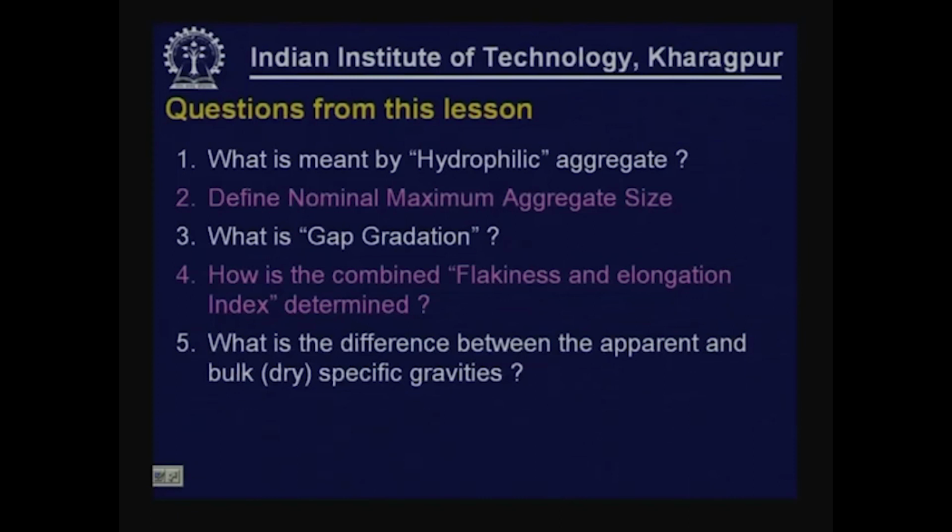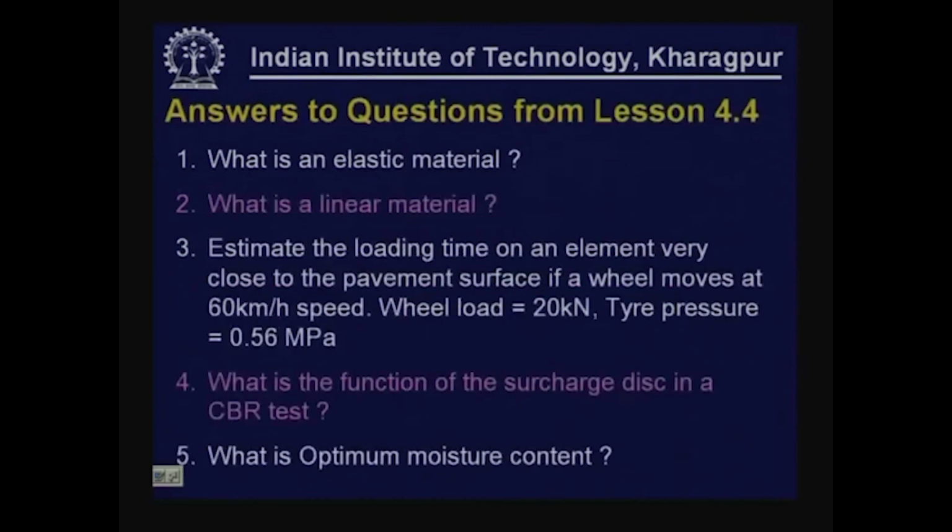What is meant by hydrophilic aggregate? Number 2, define nominal maximum aggregate size. Number 3, what is gap gradation? Number 4, how is the combined flakiness and elongation index determined? Number 5, what is the difference between the apparent and bulk dry specific gravities?